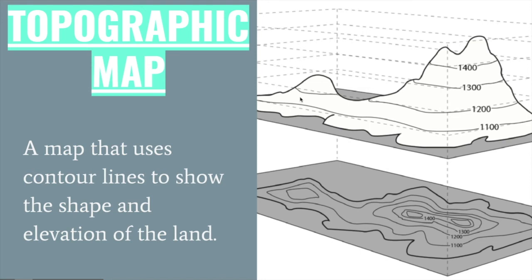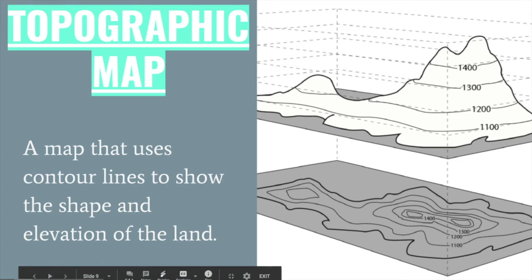Add this vocabulary word to page 21. A topographic map is a map that uses contour lines to show the shape and the elevation of the land. See these lines on the bottom? These are the contour lines that draw the shape, but they don't just tell us the shape. They also tell us the elevation or the height of this area.